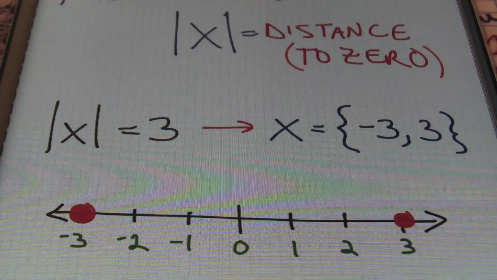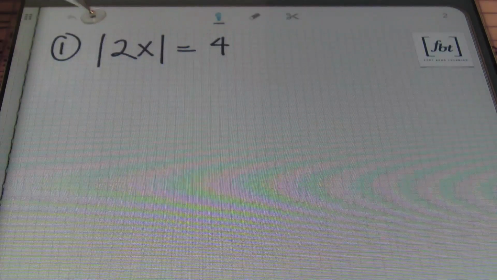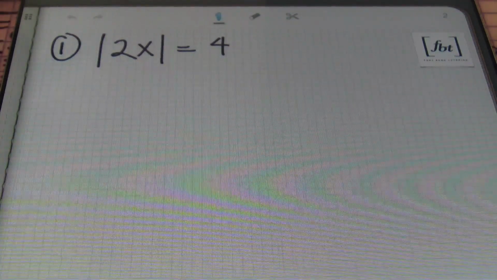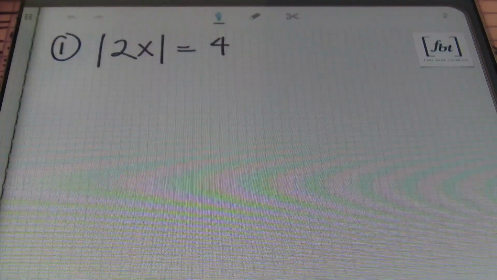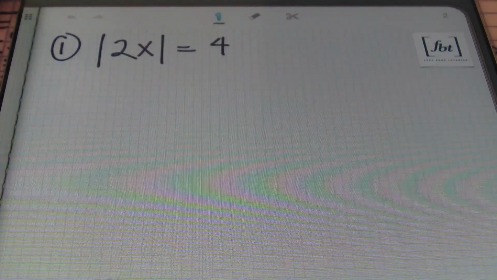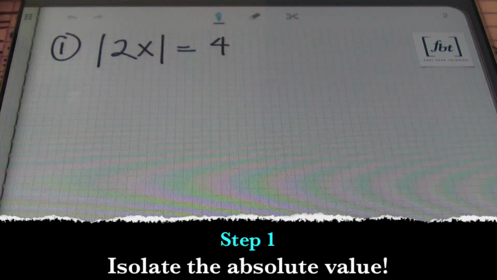Alright, let's look at some additional problems. Let's check it out. In problem number 1 here, we have the absolute value of 2x equals 4. There are 4 steps that I always want you to do when you are dealing with an absolute value equation. Step 1 is to always start by isolating the absolute value. That's right. Get that absolute value symbol by itself, and in this case it already is.